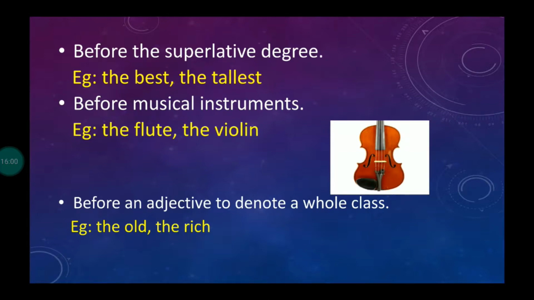We also use the before an adjective to denote the whole class. For example, if you talk about the old, the rich, the poor, all these are whole classes. Like the old stands for all old people, the rich stands for all rich people. So whenever you have an adjective that denotes a whole class, you will use the: the young, the old, the rich, the poor. Okay, so we will use the.